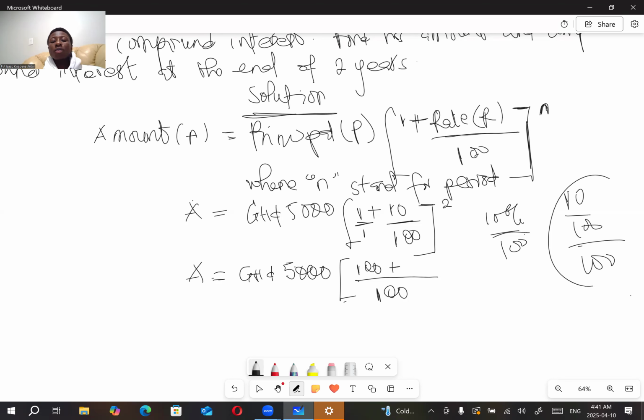100 into 100 is 1 times. 1 times 10 is what? 10, right? Do not forget, it has an exponent of 2.